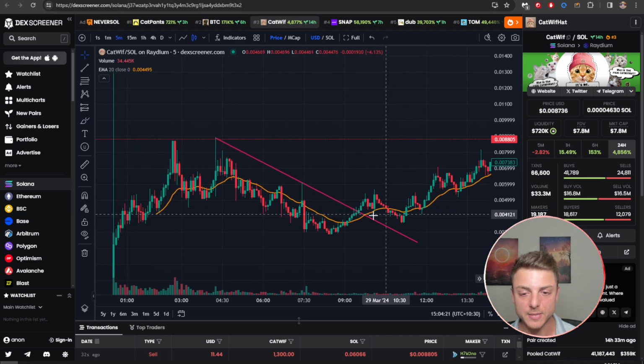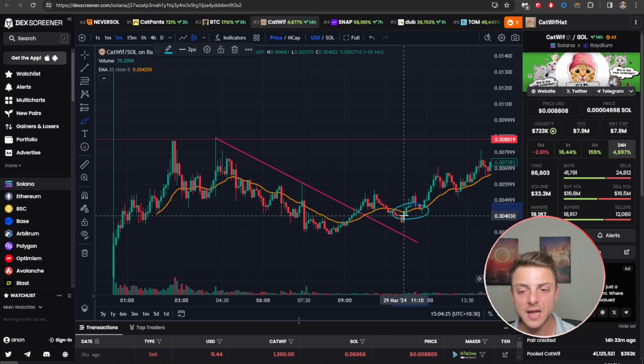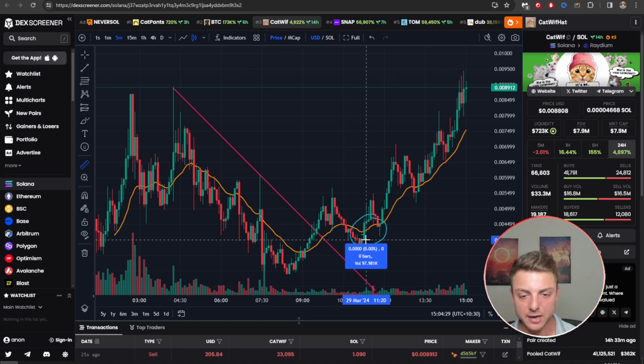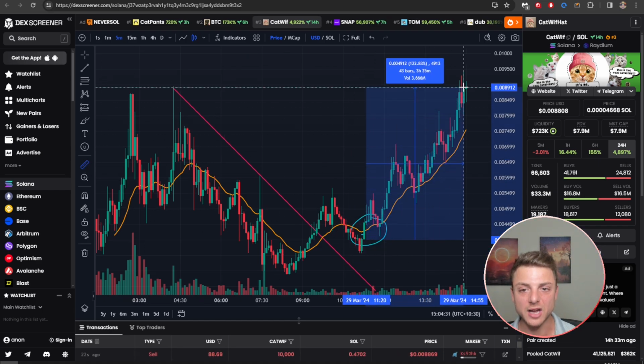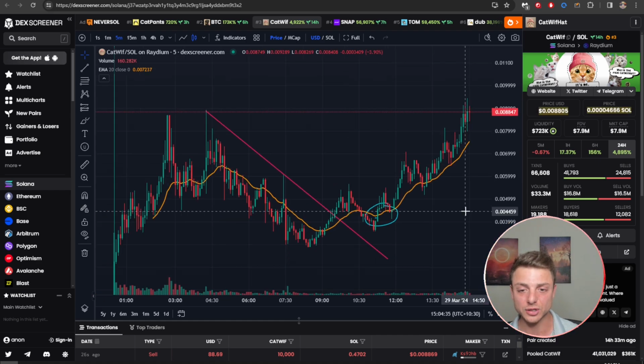We then wait for the EMA to trend to the upside. All in this area is really a good entry. And then look, we really push much higher. We can see from this area down here all the way to the upside, a 120% move in just a couple of hours. So a really solid trade.